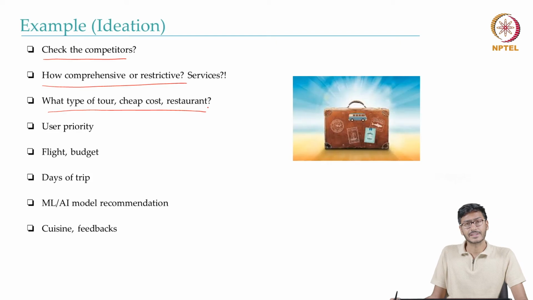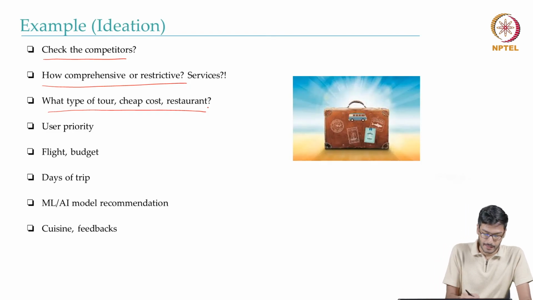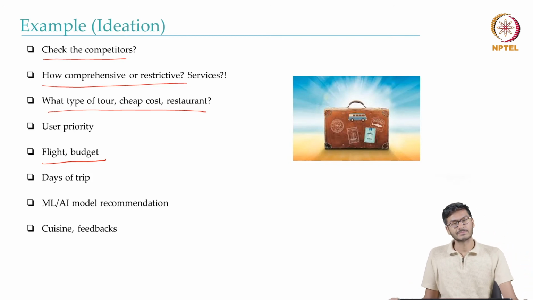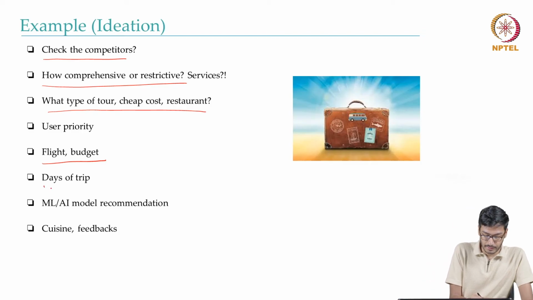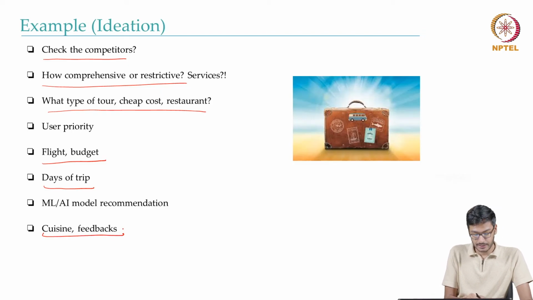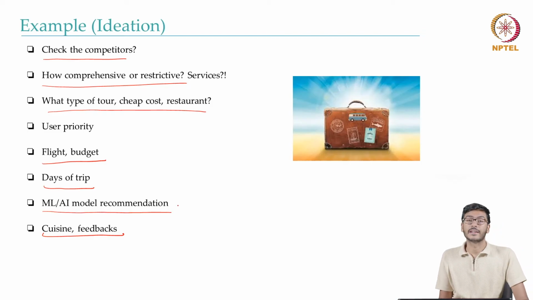We also need to understand the user priority, whether they need to relax, go around, have some fun, or just enjoy the natural beauty. Or it may be something like exploring the cities as well. Now we need to look at the flights and the budget. There may be various things to consider while designing this app, like days of the trip, cuisines and feedback, and last but not least, ML and AI model recommendations can also be incorporated.